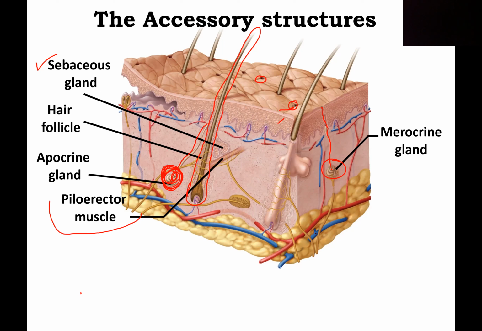In addition to these structures, there are some that you can't see in this picture. Your nails, toenails, fingernails are also accessory structures. They are highly keratinized epidermis that cover the distal and dorsal ends of the fingers and toes. In addition, we also have ceruminous glands.